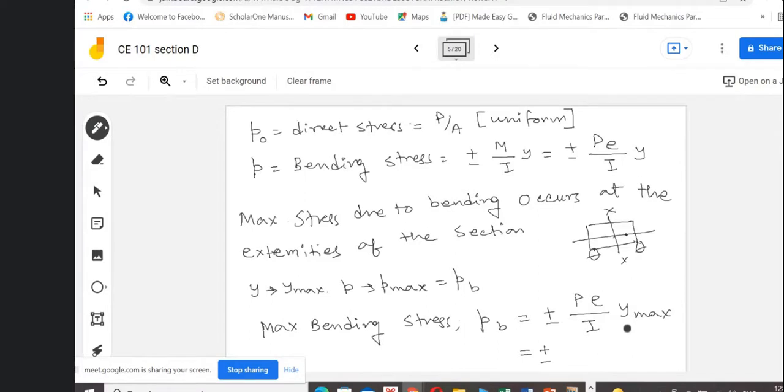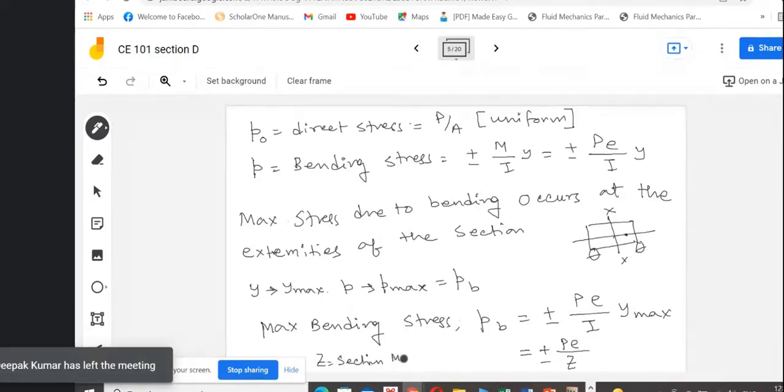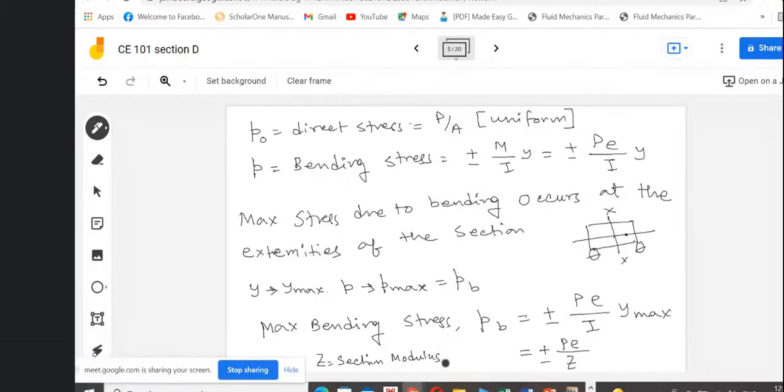Nobody can remember the terminology I by Y max. Section modulus, you remember? Yes, sir. You have already forgotten this part so quickly. Okay, so this is the Z, where Z is the section modulus, and this is I by Y max.